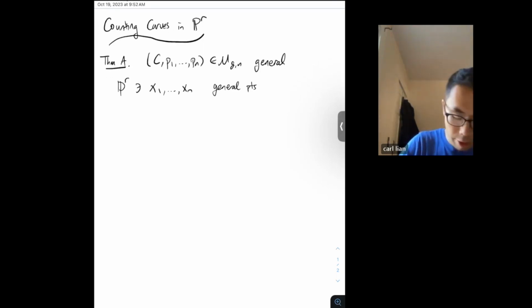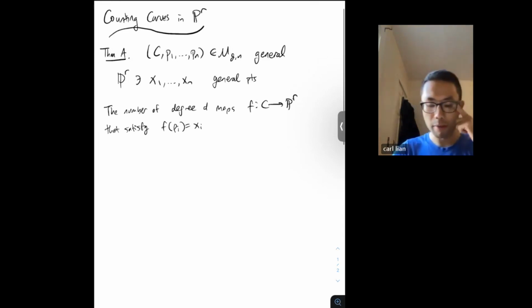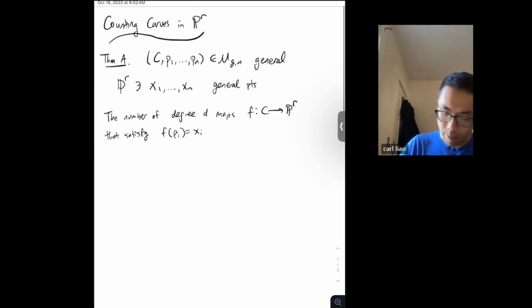Okay, and then I'm going to ask, so then the theorem is that the number of degree d maps from my curve to my projective space that satisfy the condition that my points on C map to my points on P^r is the following. So I'm just going to write a formula.